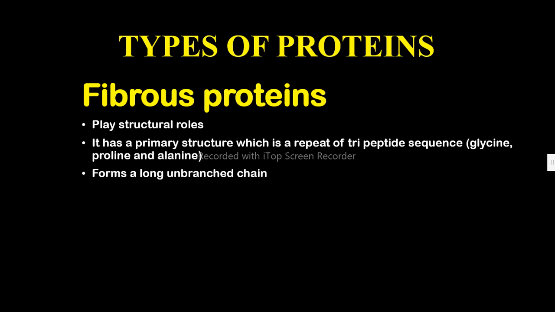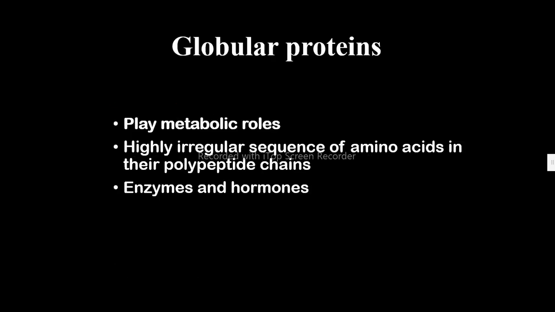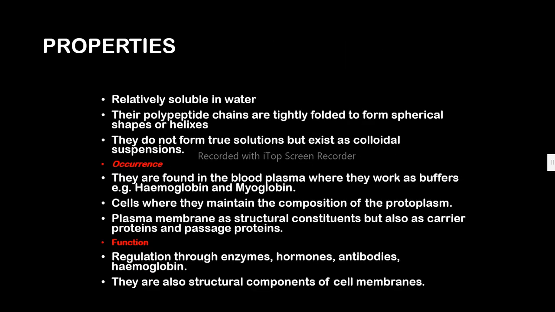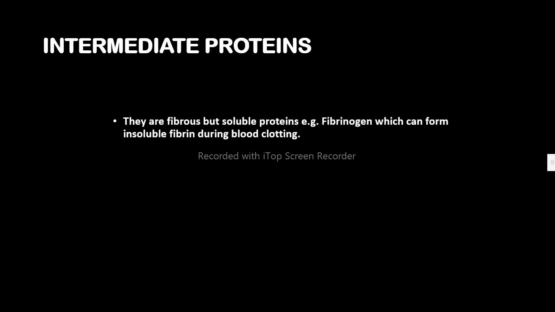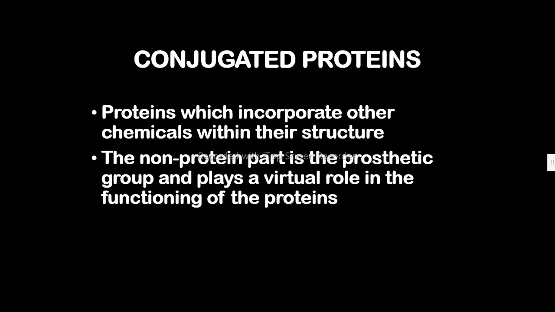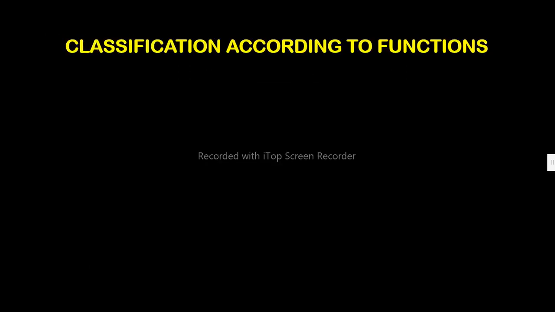Then we talked about types, where we talked about the fibrous and the globular, and the properties of each. Then intermediate proteins, which are both fibrous and both soluble and insoluble. Then we talked about the conjugated proteins and we gave examples. So basically that was our previous lesson, and this is where today's lesson is going to begin from.